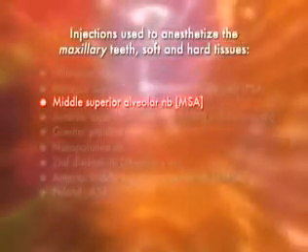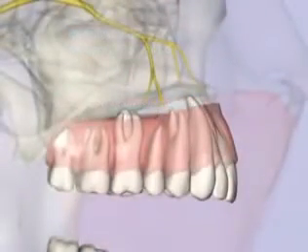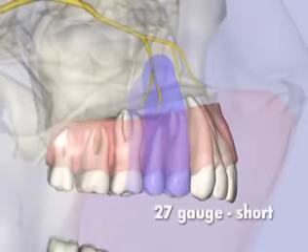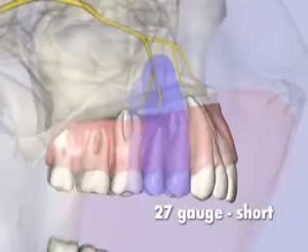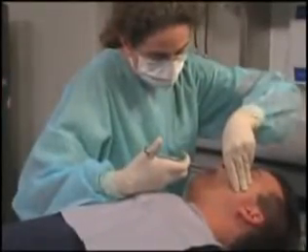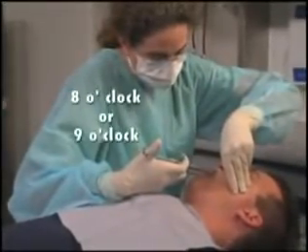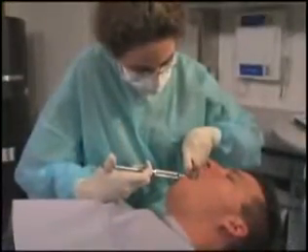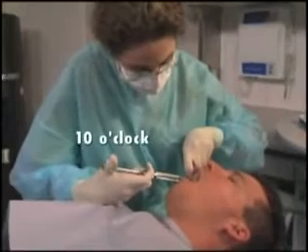The middle superior alveolar nerve block provides pulpal anesthesia to the maxillary premolars and the mesial buccal root of the maxillary first molar. A 27 gauge short needle is recommended. For the left MSA nerve block, the right-handed operator should face the patient directly from the 8 or 9 o'clock position. For the right MSA nerve block, a right-handed operator should face the patient from the 10 o'clock position.